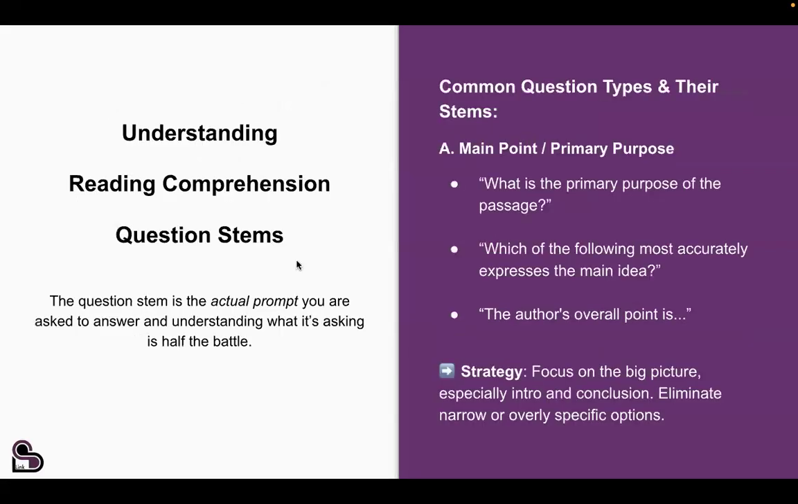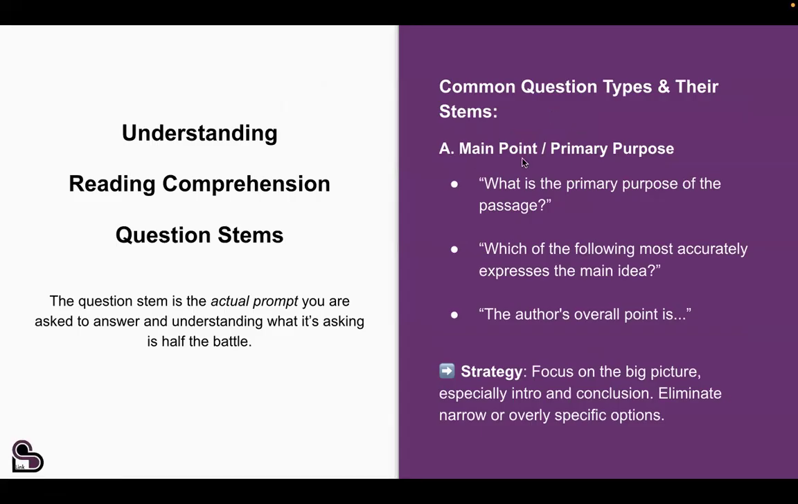So, understanding reading comprehension question stems. The question stem is the actual prompt you're asked to answer. And understanding what it's asking is half the battle. It's really a lot of the battle, probably more than half. So, common question types and their stems.